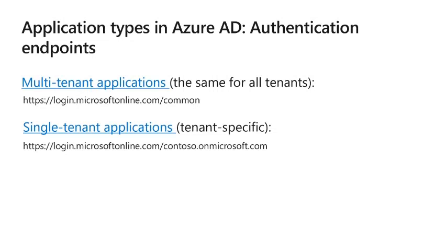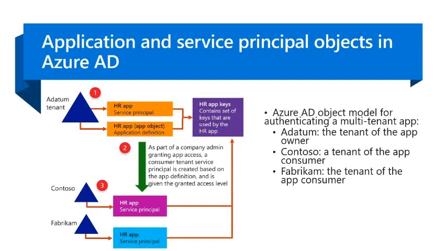To accomplish this task, Azure AD provides a common authentication endpoint where any multi-tenant application can direct sign-in requests instead of a tenant-specific endpoint. This endpoint is simply login.microsoftonline.com/common for all the directories in Azure AD, whereas a tenant-specific endpoint might be login.microsoftonline.com/your tenant. So you have 2 types of authentication.